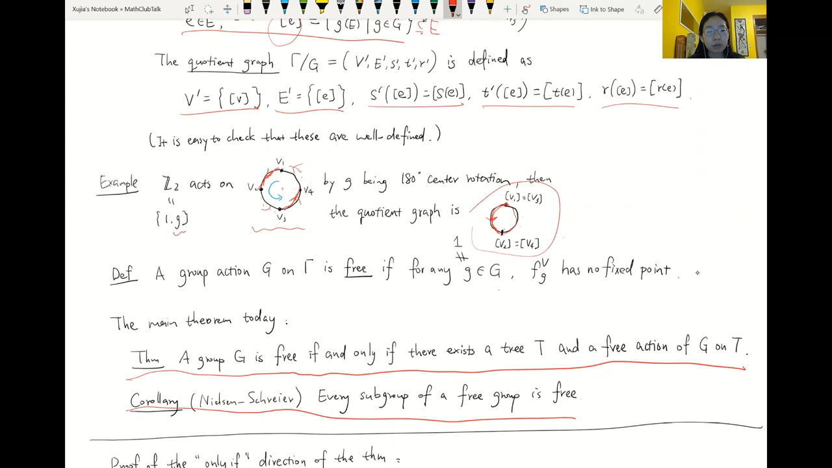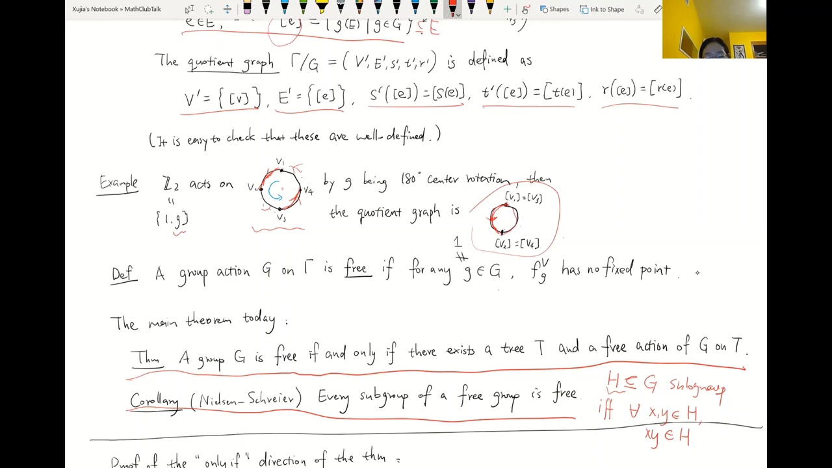did I define subgroup? Sorry, a subgroup is just a subset. As a set, it's a subset of a group such that the multiplication is closed. So H is a subgroup if for any x, y in H, x times y is also in H. It's just a subset such that if you multiply two elements in the subset, you also get an element in the subset. So naturally we get a group. Yeah, so this theorem says every subgroup of a free group is also free.